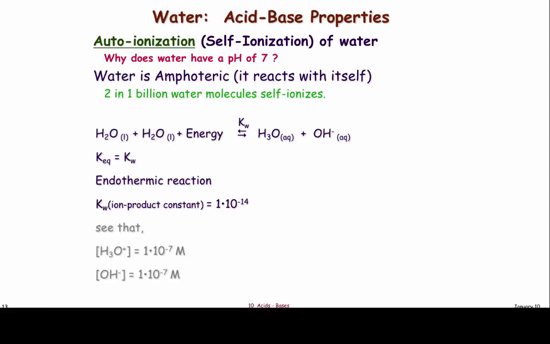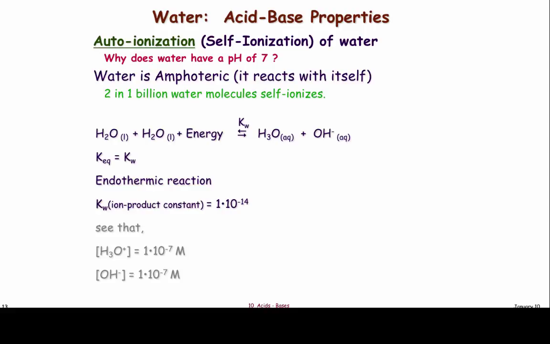Now water actually takes on both acid and base properties. Water has a way of what we call auto-ionization or self-ionization. So the question I like to ask my class is, why does water have a pH of 7? What is so magical about a pH of 7? Many students will say, well, pH of 7 means neutral. But why is it neutral?